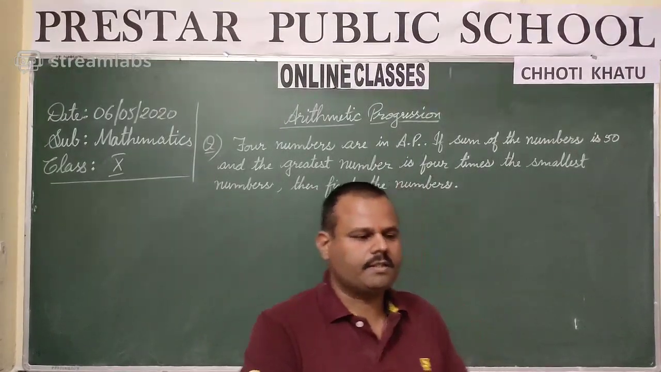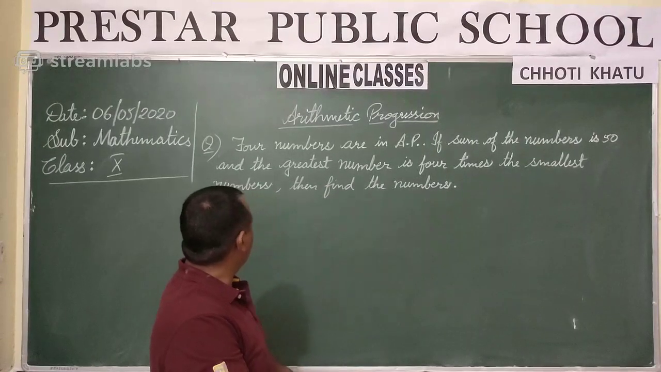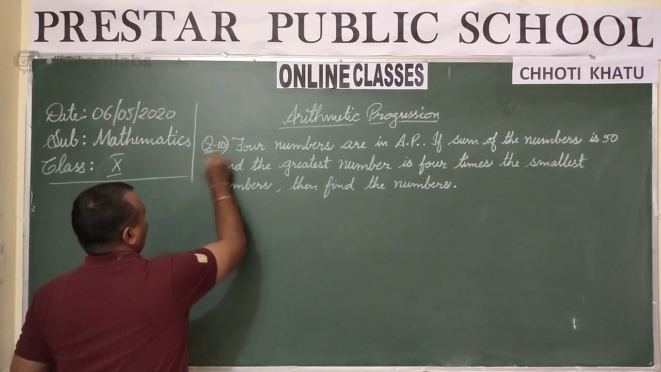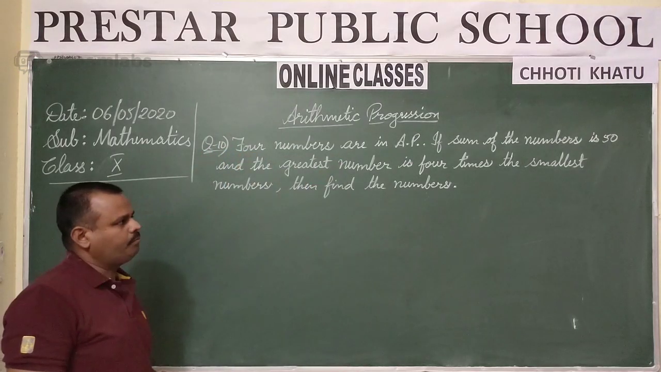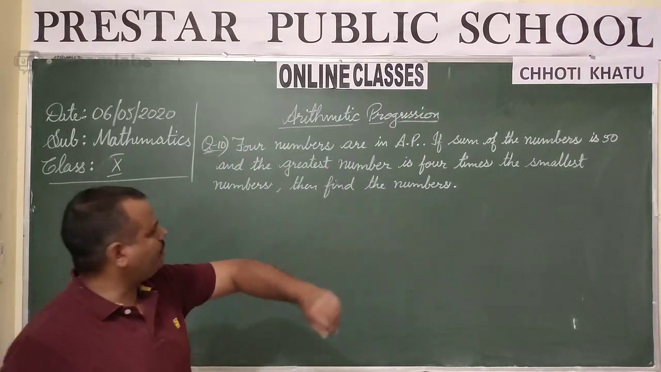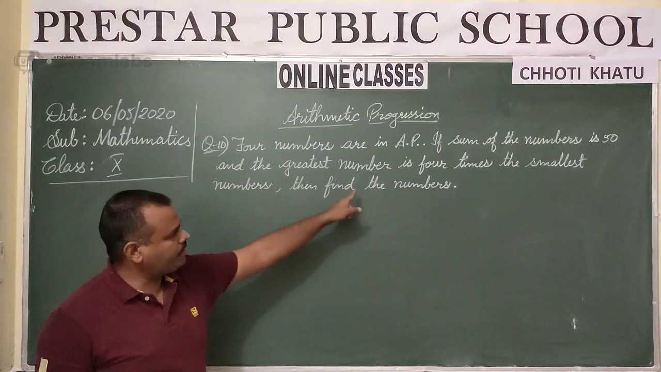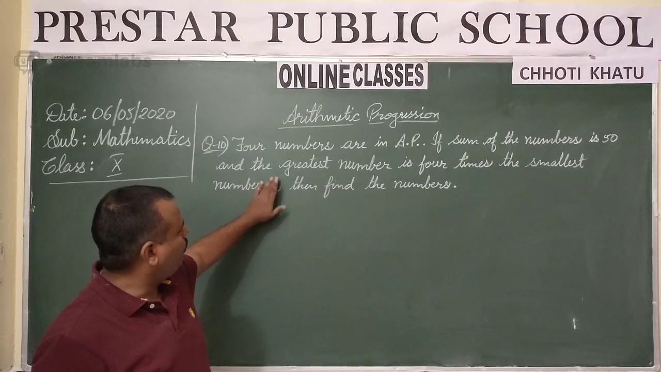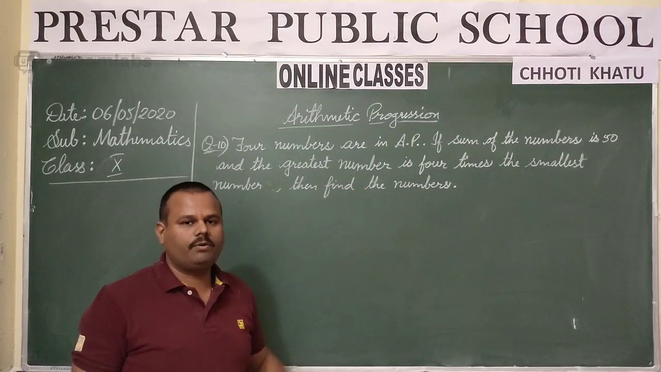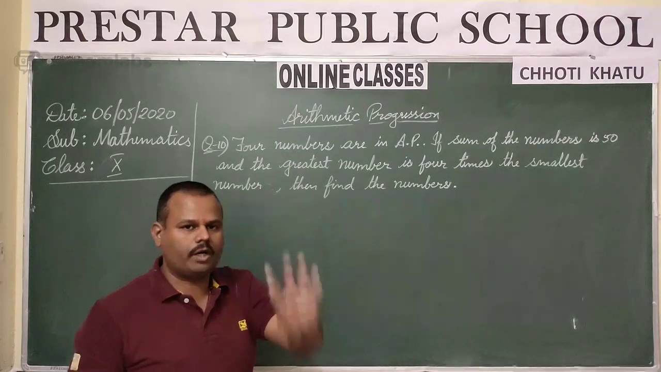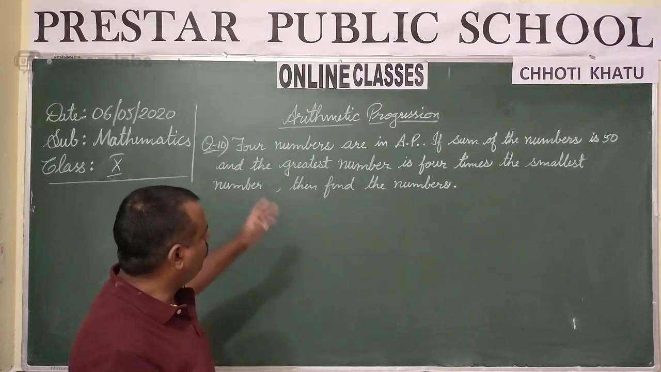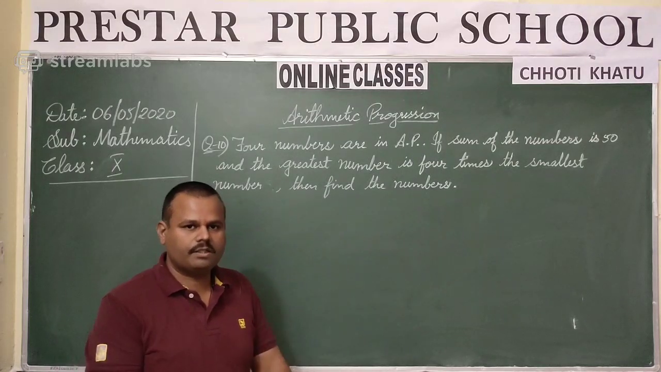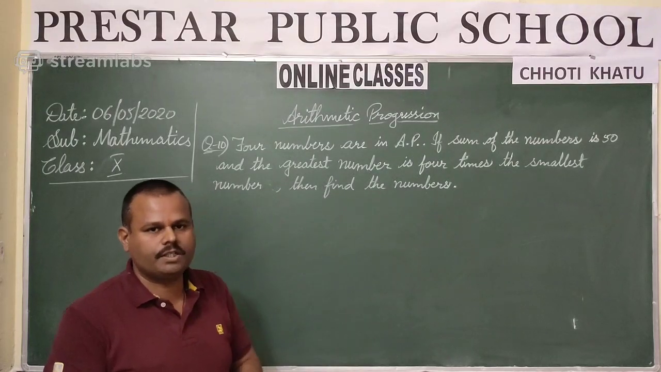Now in the second exercise, that is 5.2, the last question of it, question number 10. It says there are four numbers in AP. If the sum of the numbers is 50 and the greatest number is 4 times the smallest number, then find the numbers. Here you are given four numbers which are already in AP. So if you take four numbers in AP, it means the difference between consecutive terms is equal.